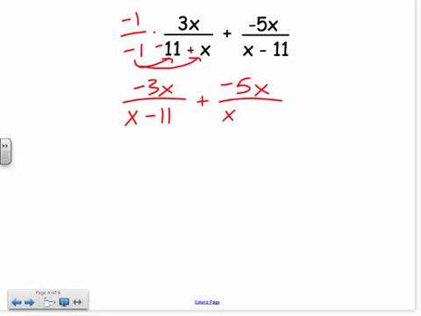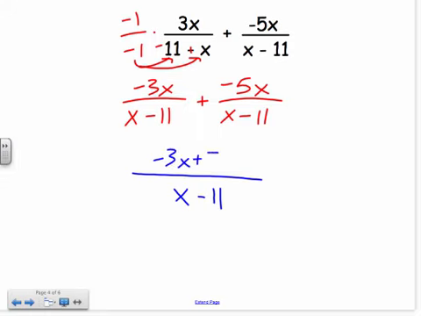So if you notice you got the same terms, just different signs, just multiply one of the fractions by negative 1 over negative 1. And it's going to save you a lot of time. Because now I can put this all over the same denominator and take negative 3x plus negative 5x, which gives us what? Negative 8x over x minus 11.